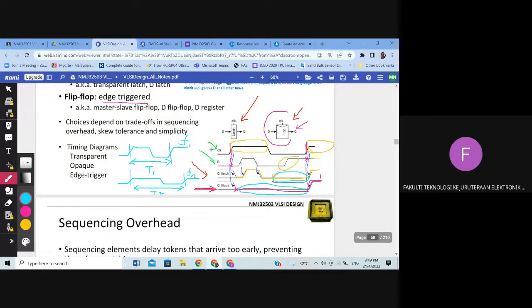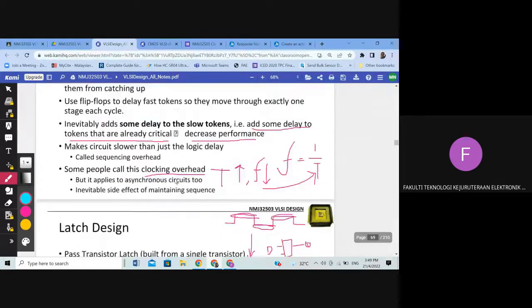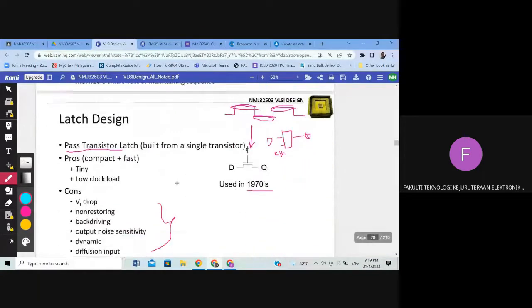So F1 is greater than F2. That actually reflects the performance. The more delay we add to allow more arriving data to arrive, the lower the performance of our system, the lower the frequency of our system. All right. Hope everyone is clear on this.